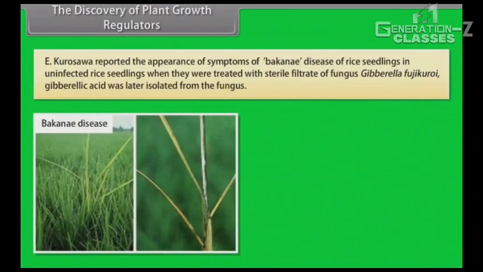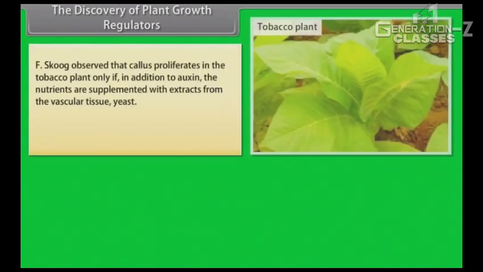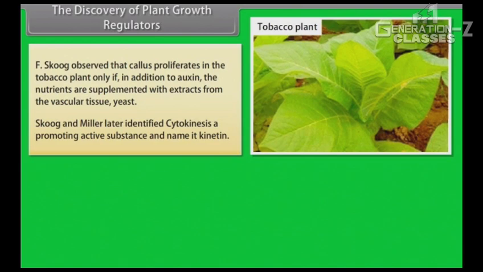E. Kurosawa reported the appearance of symptoms of bakanae disease of rice seedlings in uninfected rice seedlings when they were treated with sterile filtrate of the fungus Gibberella fujikuroi. Gibberellic acid was later isolated from the fungus. The discovery of plant growth regulators. F. Skoog observed that callus proliferates in the tobacco plant only if, in addition to auxin, the nutrients are supplemented with extracts from vascular tissue and yeast. Skoog and Miller later identified a cytokinesis-promoting active substance and named it kinetin.